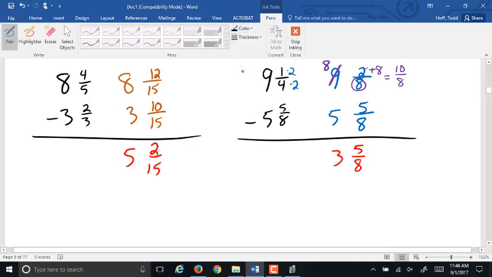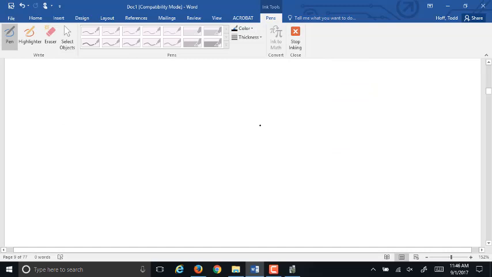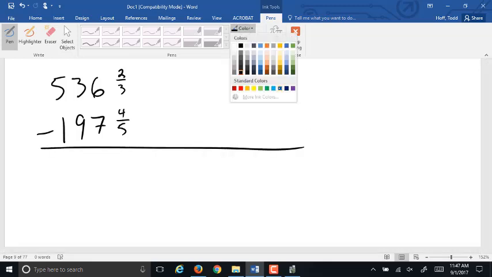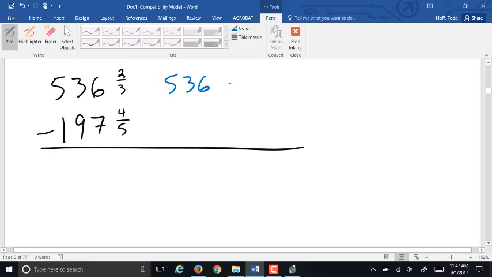Let's do one more example of that. So 536 and 2/3 minus 197 and 4/5. The big numbers really don't affect it as much as you would think.